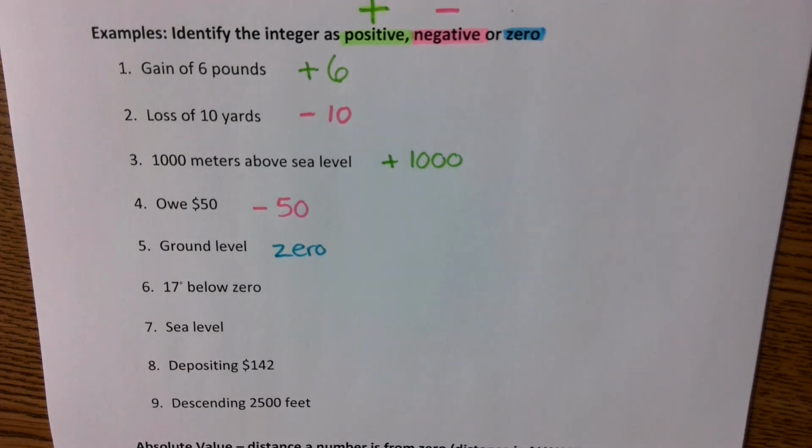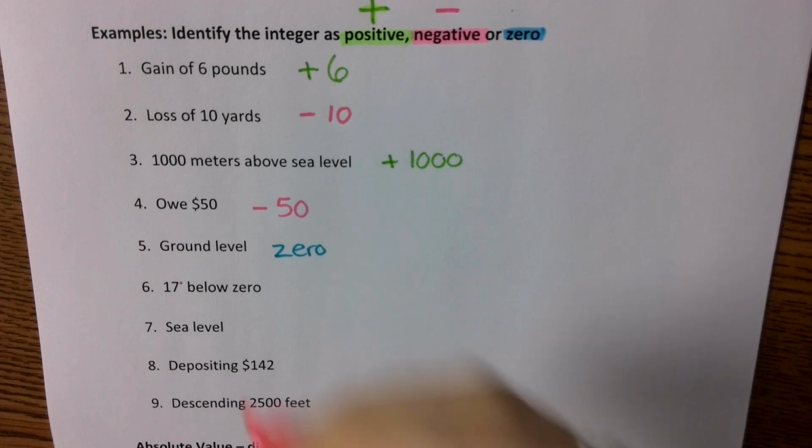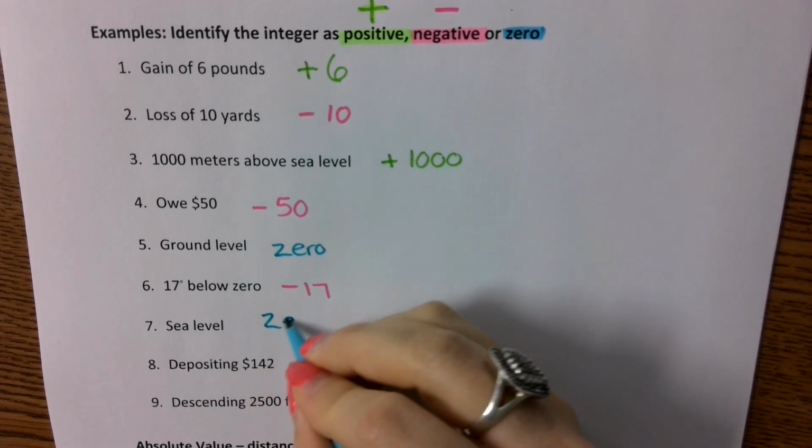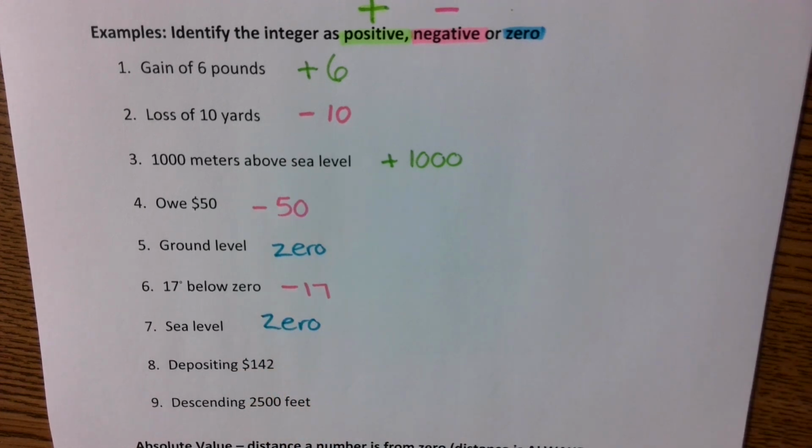All right, 17 degrees below 0 is going to represent what kind of value? Brandon? Negative. Yeah, negative 17. If you're at sea level, what is that going to represent? Sammy? Sea level. What does sea level represent? 0. Okay, and then if we're depositing $142, Armand, what do you think? When we deposit 142, is it positive, negative, or 0? If you deposit $142, is that positive, negative, or 0?